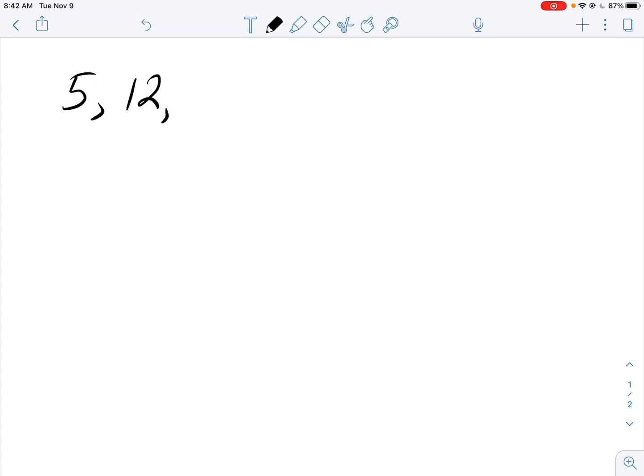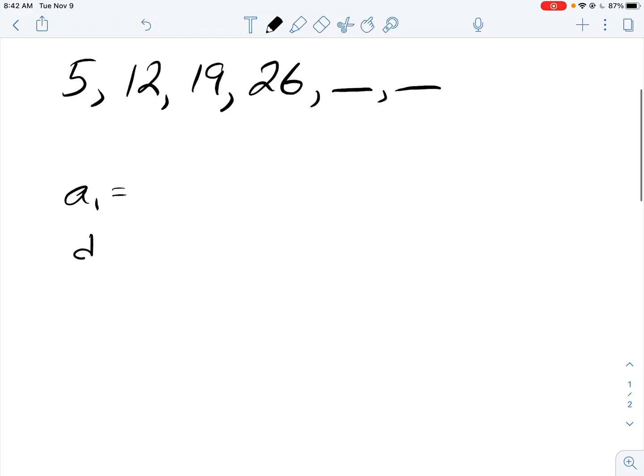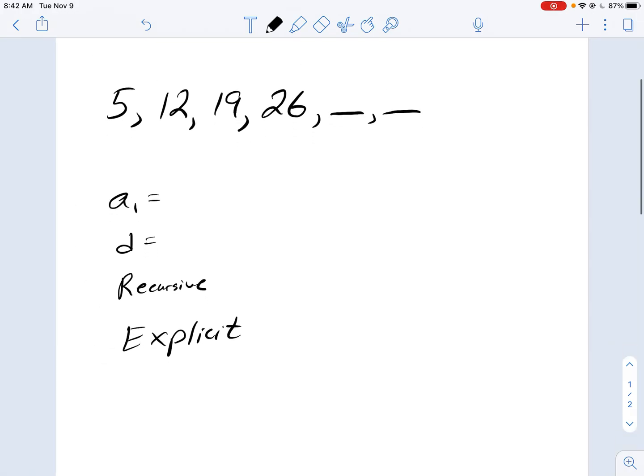5, 12, 19, 26. And you were asked to find the next 2 terms, the first term in the sequence, the common difference, the recursive formula, the explicit formula, and a certain term in the sequence. So this one I'll just go with the 13th term. Okay?